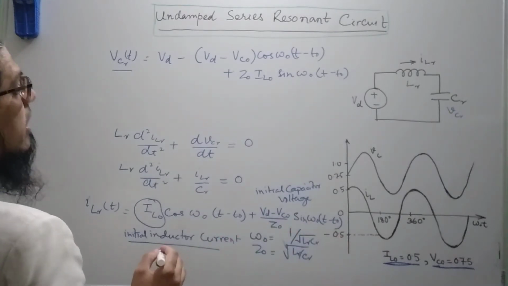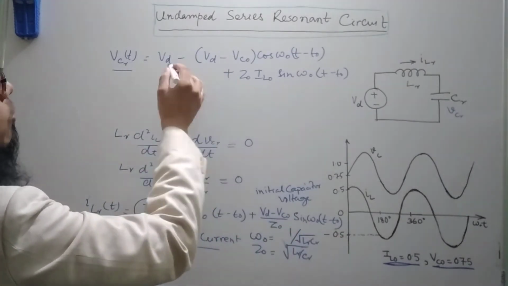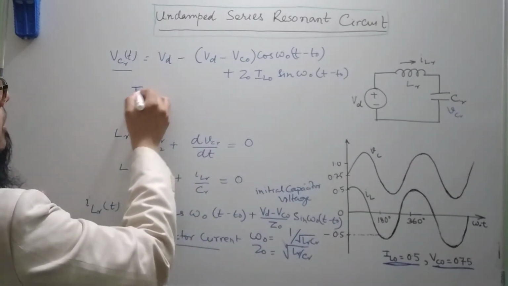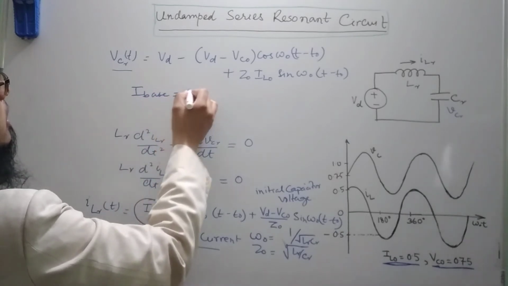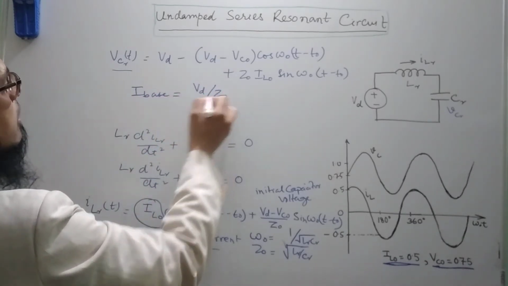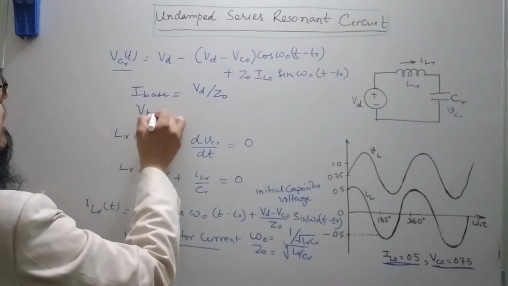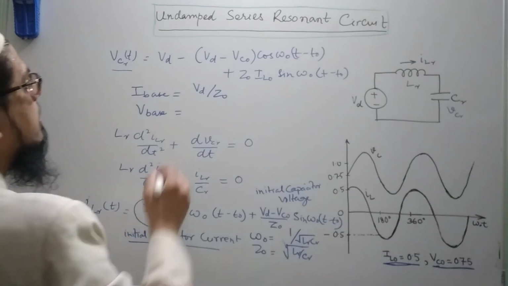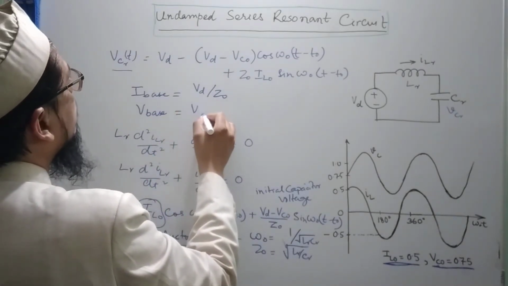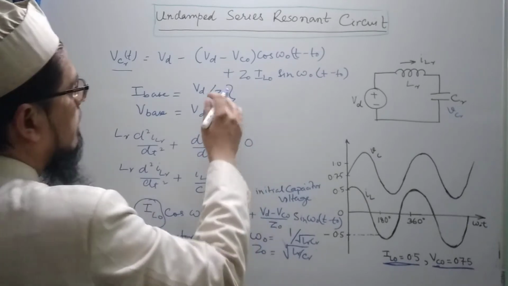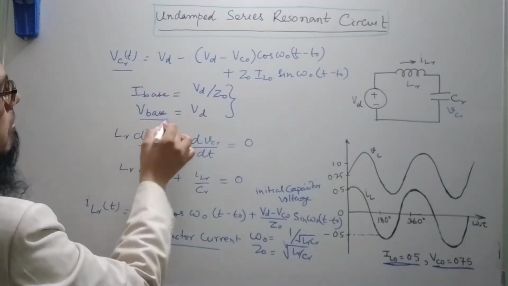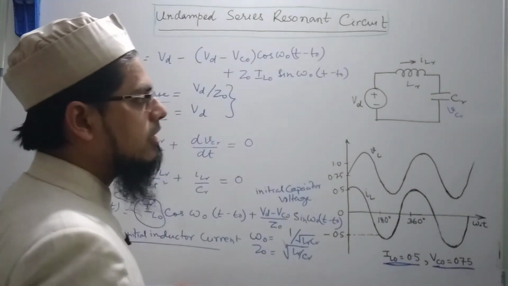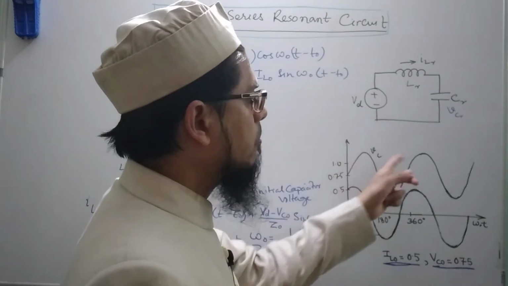Basically we can write this expression in normalized form by dividing the current by a base value of current, which is given by Vd by Z naught, and we can also divide the voltage by the base value, V base equals Vd. So if I divide VCR by V base and ILR by I base, I will get normalized values of inductor current and capacitor voltage, and I have tried to plot it here.